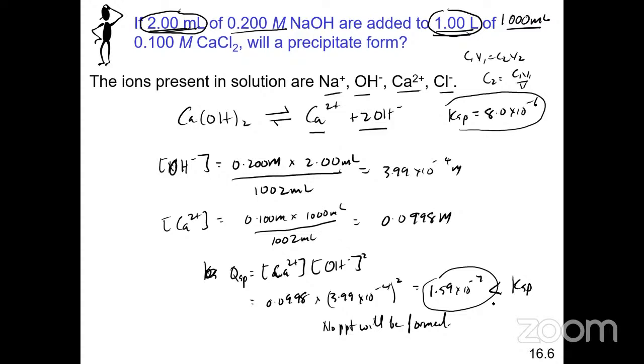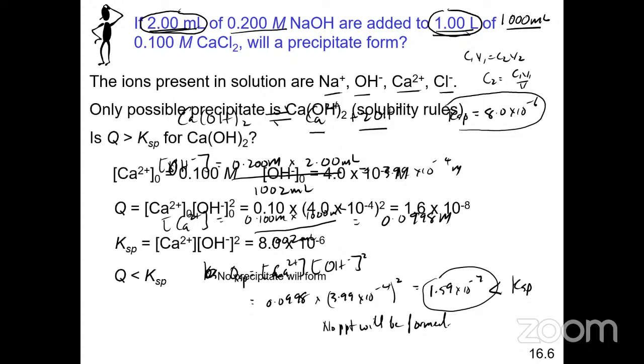Okay, any questions about this one? Can I ask why the OH is squared? Because you have a 2 here. Oh. All right? Well, it comes from the balanced equation upon dissociation of the calcium hydroxide. So when the calcium hydroxide dissociates, it produces 1 mole of calcium and 2 moles of hydroxide for every 1 mole of calcium hydroxide that dissociates. Okay, any other questions? Okay, so let me scroll down.